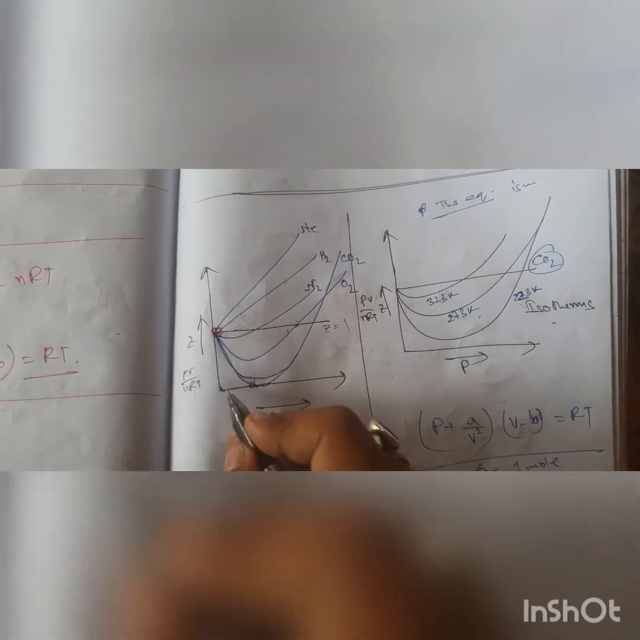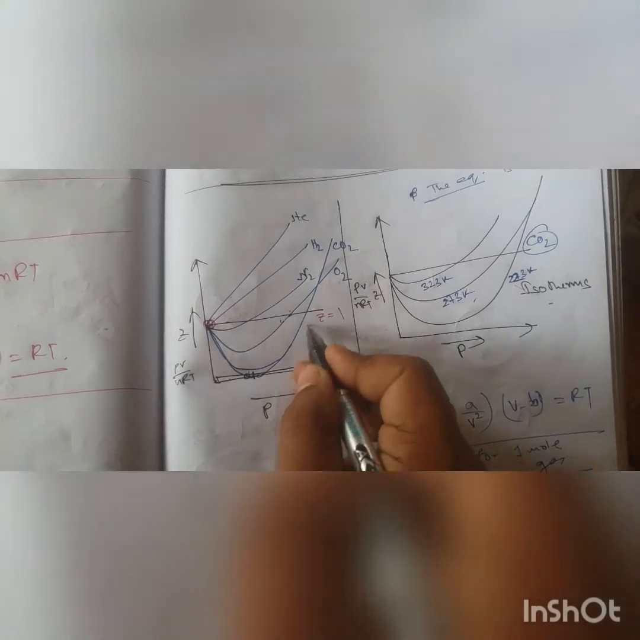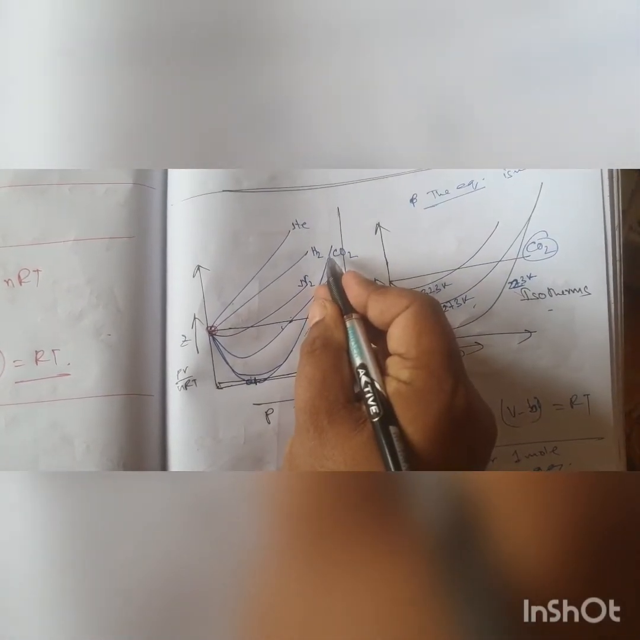When the pressure was low, what is happening? When the pressure was higher up, what is happening? And when the pressure is even higher, why is it going towards the positive deviation now? What is the change? See, at lower pressure, what is happening? At moderate pressure, what is happening? Now at moderate pressure, this is happening.